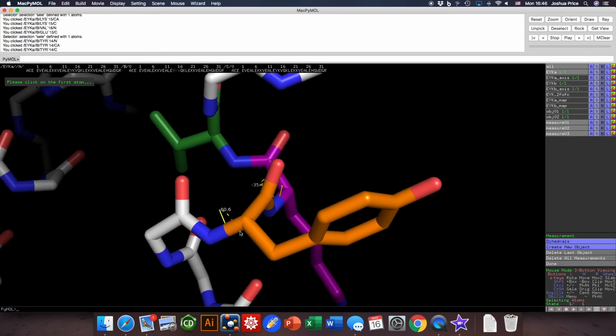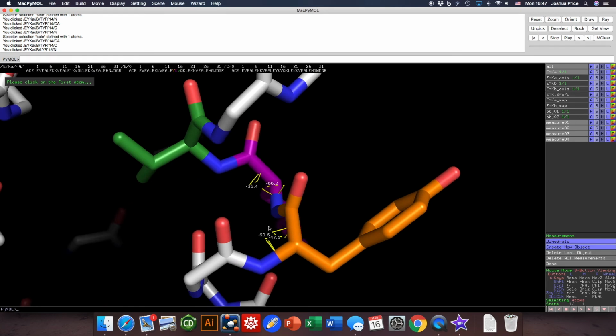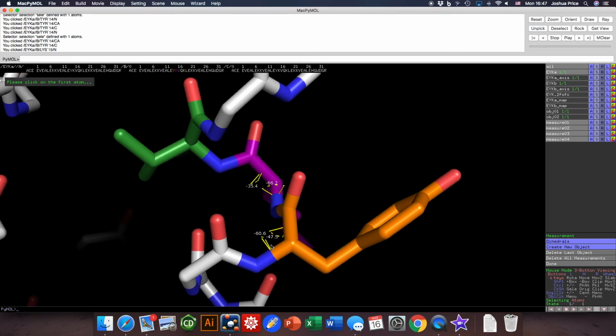Dihedral angle of -60. And then the bond between alpha carbon and carbonyl carbon, dihedral angle -47. And you can see that this first dihedral angle, phi, for the orange residue is close in magnitude and sign to the dihedral angle phi for the purple amino acid. And similarly, this is the phi angle, the first one, and then the second one is the psi angle, -47 versus -35. They tend to fall in similar ranges.